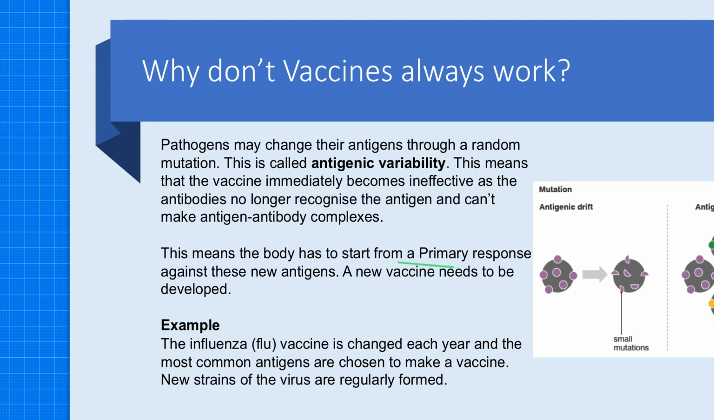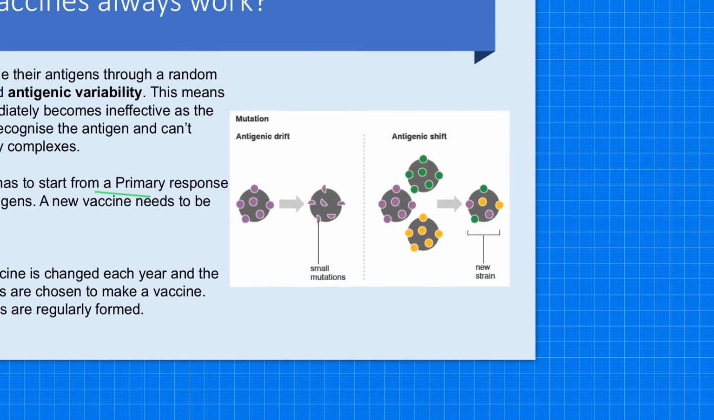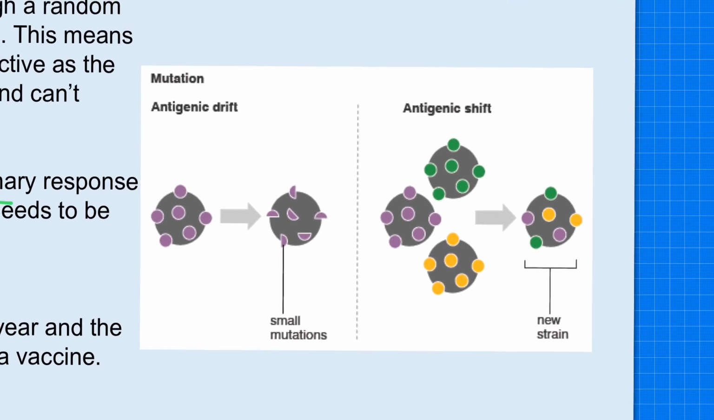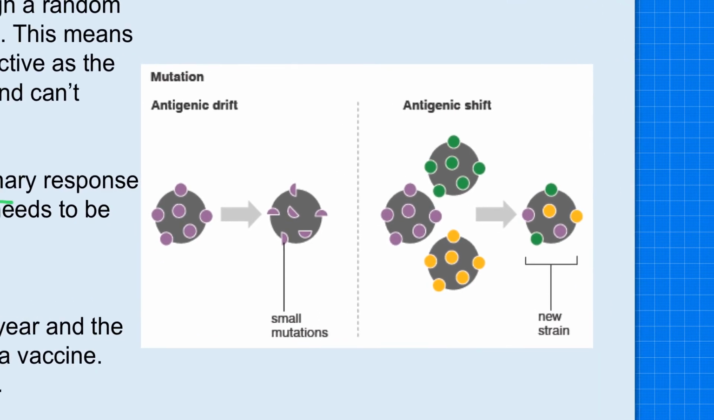Before I show you a bit more about antigenic variability, I just want to show you this diagram. There are two types of antigenic variability. On the left, you've got what we call antigenic drift, where you get a slight, small mutation. As you can see, the antigen has slightly changed shape. Therefore, any antibodies produced after a vaccination wouldn't have a complementary fit to that antigen, and therefore no longer deal with the virus. Whereas antigenic shift is quite important in terms of COVID-19.